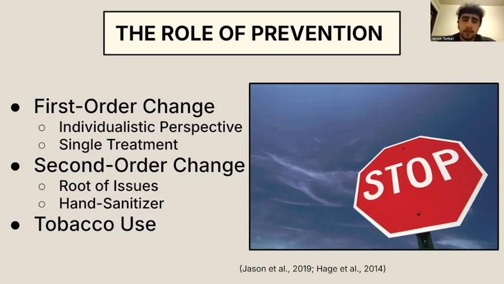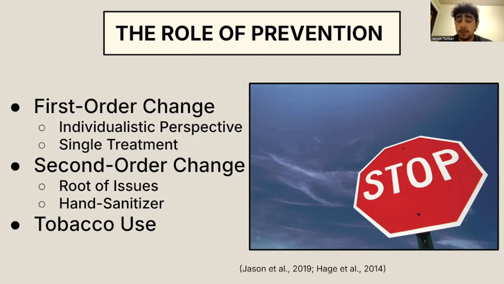Second order change, on the other hand, has to fix the broader conditions that caused the problem in the first place. So instead of just treating each kid individually, the school could install hand sanitizer dispensers in every classroom throughout the school. And this would systematically lower the chances of anyone getting sick, preventing the problem before it grows. And that would prevent the need to treat as many individuals to begin with.